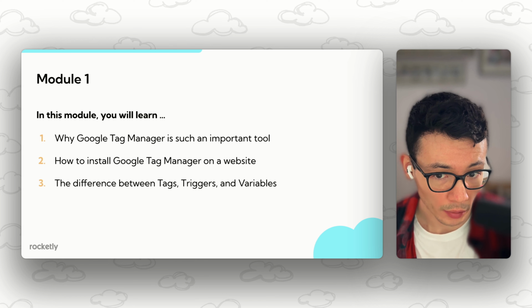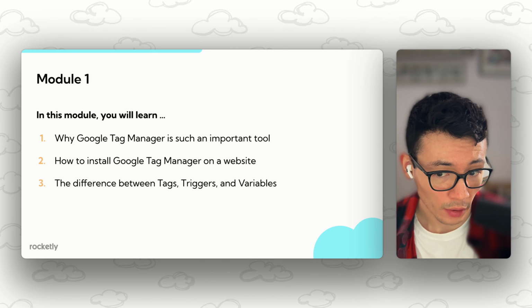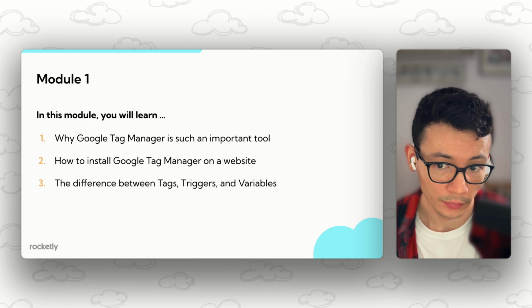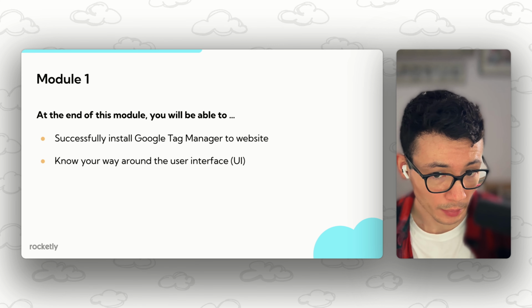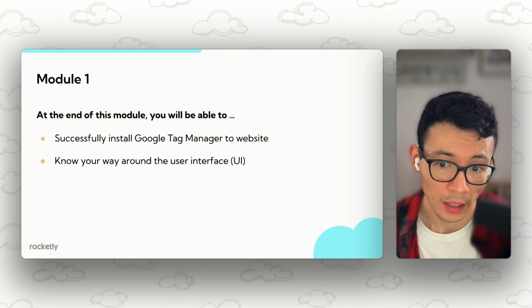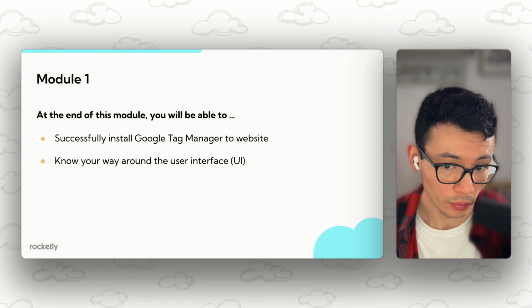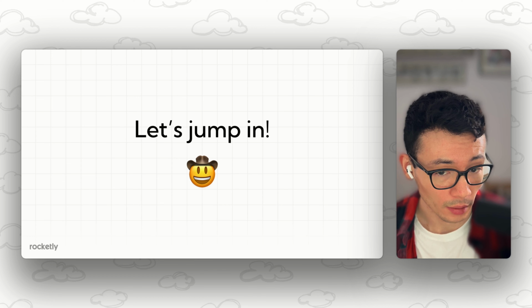So in this module, you will learn why Google Tag Manager is such an important tool when it comes to Google Ads. You will learn how to install Google Tag Manager on a website. And then finally, you will learn the difference between tags, triggers, and variables. So at the end of this module, you should be able to successfully install Google Tag Manager to your website. And then you should also know your way around the user interface for Google Tag Manager itself. Okay, so without further ado, let's jump in.